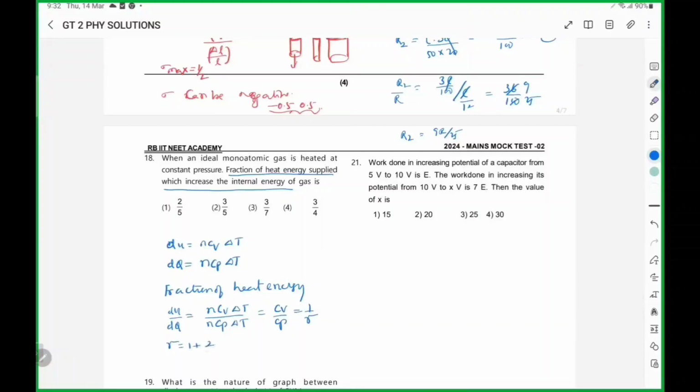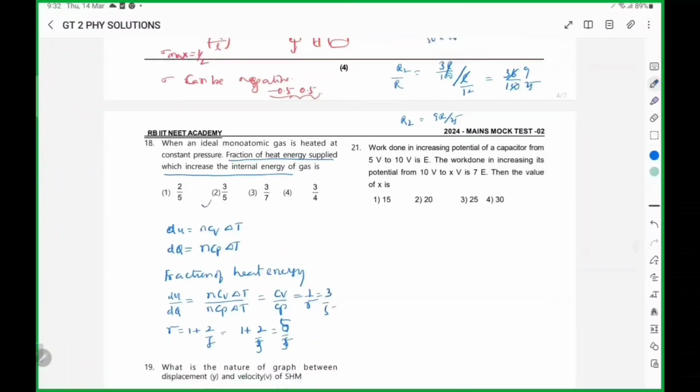Gamma here is, for diatomic, degrees of freedom 5. 1 by gamma becomes 5 by 7. Sorry, it is monatomic, 5 by 3. 1 by gamma will be 3 by 5.